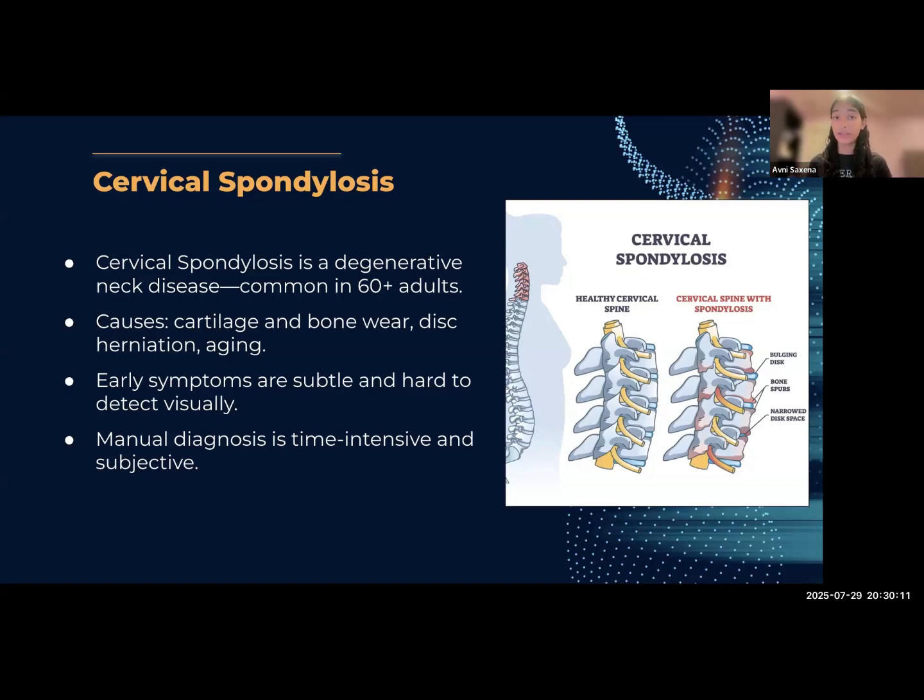It is actually very common. About 50% of people over the age of 40 have it, and 85% of people over the age of 60 have it. The tricky part is that on an x-ray, these changes can be very subtle. If you look at the diagram on the right here, these issues might just look like a small bump or a spacing issue, so human doctors' eyes can easily miss it, especially if the image quality isn't great. And this manual diagnosis is very time intensive and very subjective.